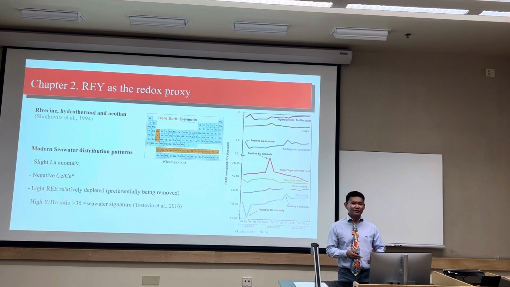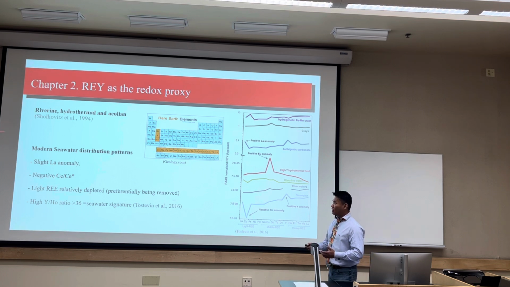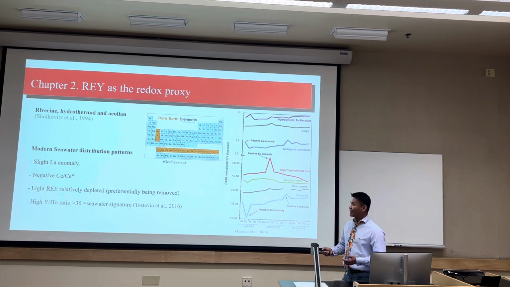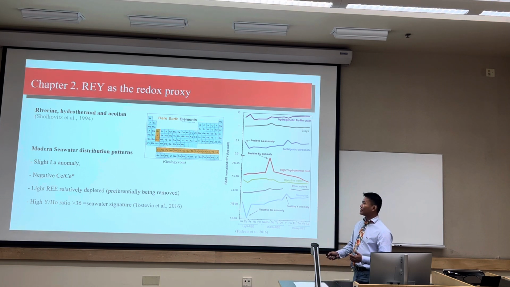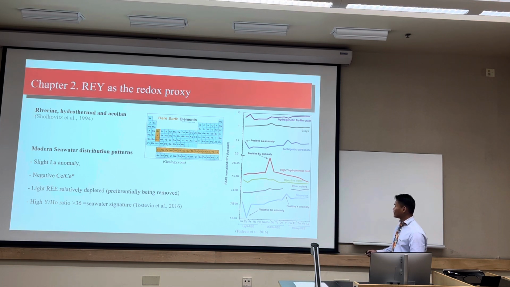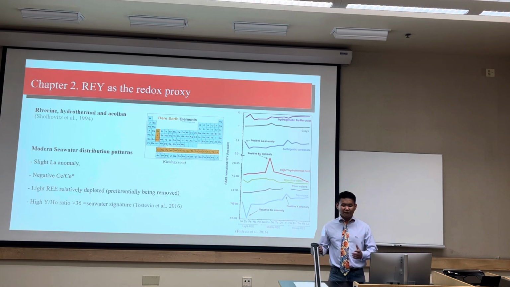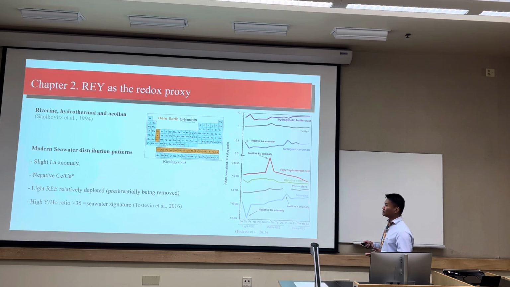So the modern seawater signature REY distribution pattern, you should have a slight lanthanum anomaly, and then you will have a negative cerium anomaly. I'll talk about what negative cerium anomaly means in a minute. And then you should have the light REE relatively depleted. Light REE means the REE like here, because the light REE is preferentially removed in the seawater. That's why you have a depletion signature here.